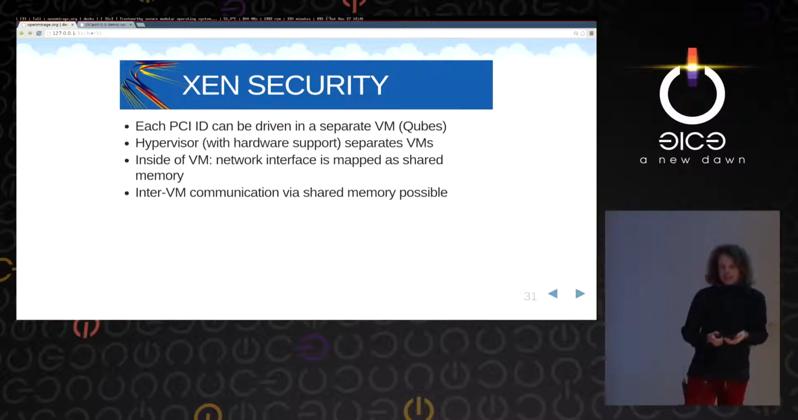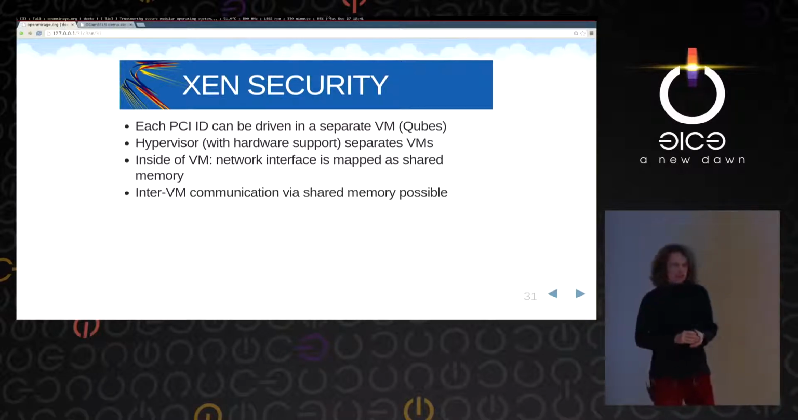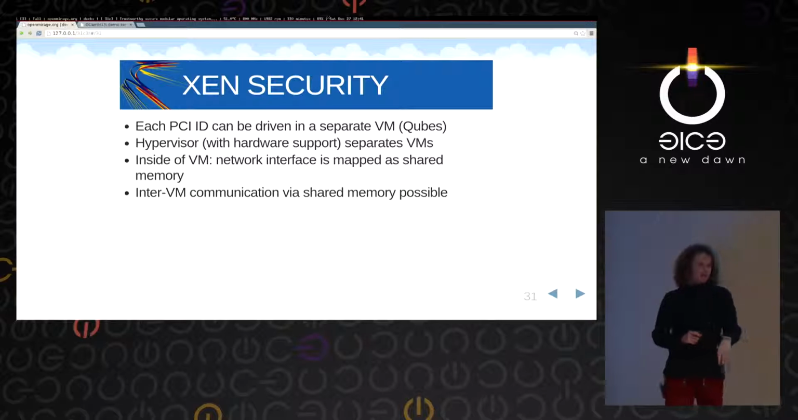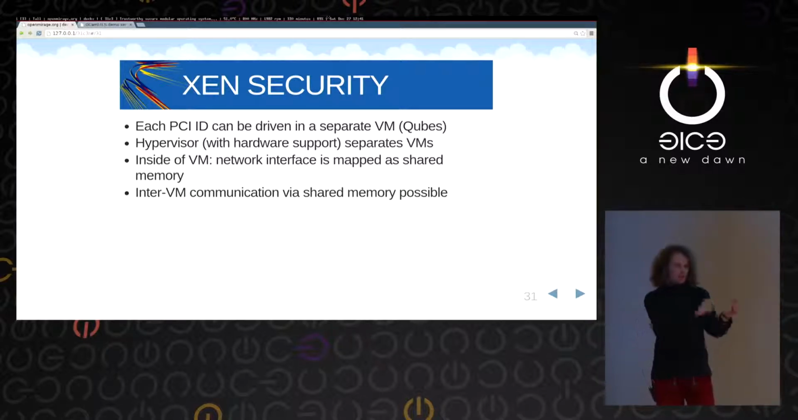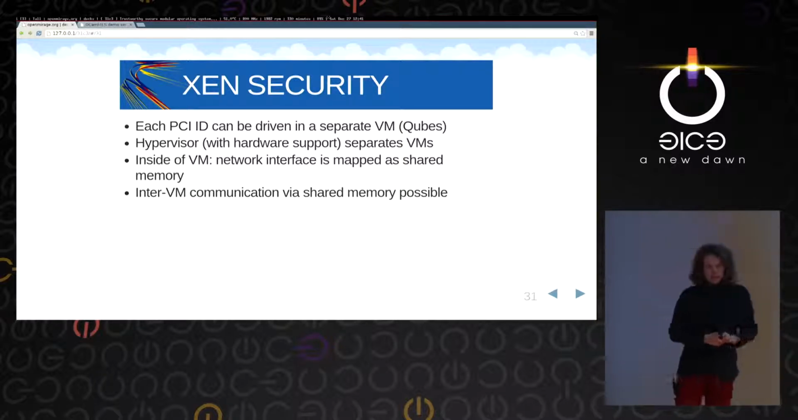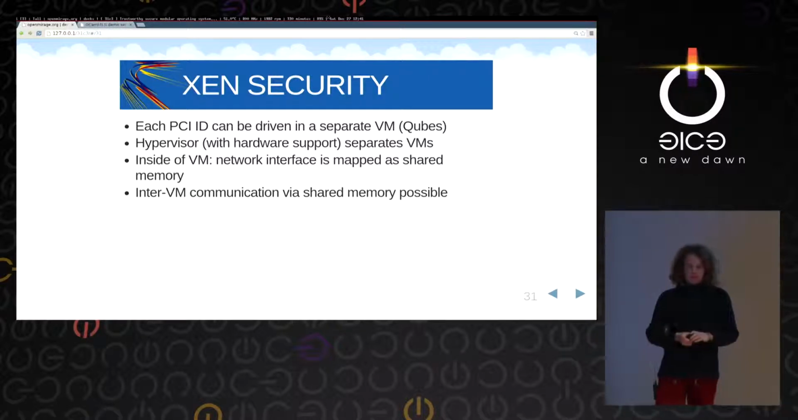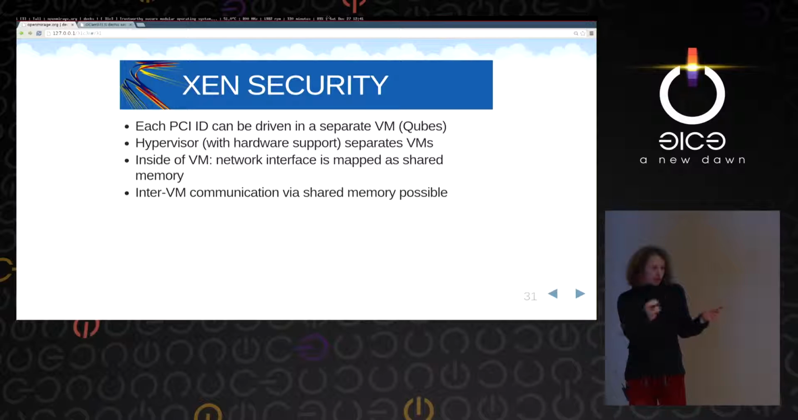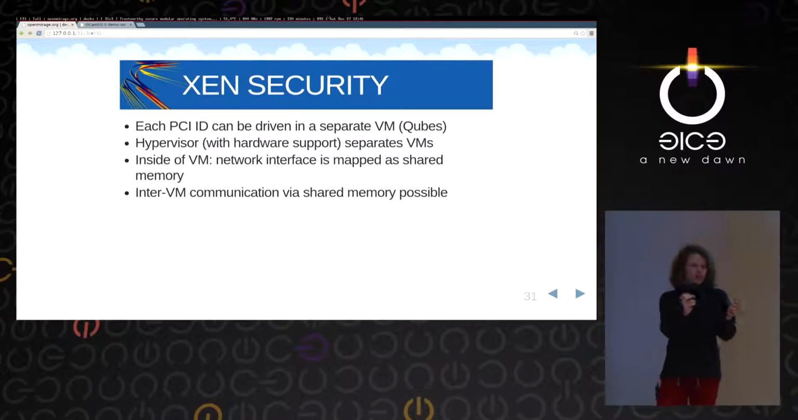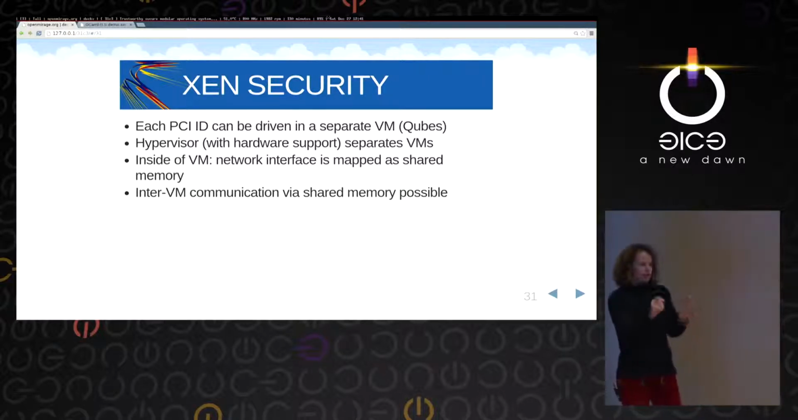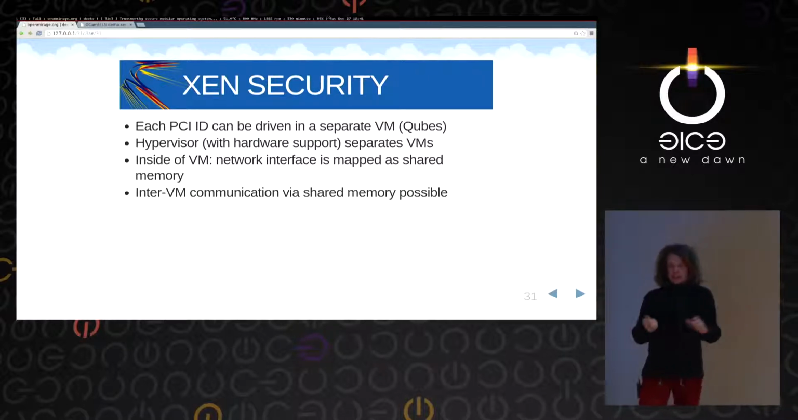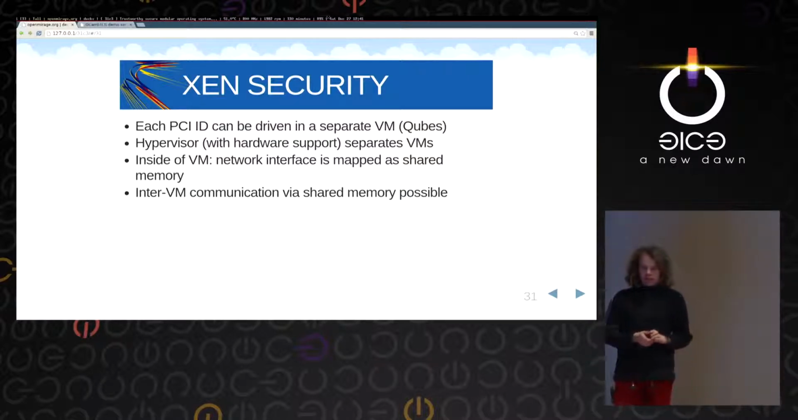Well, inside of Xen, there's this CubesOS project, for example, and that CubesOS just puts every device driver into a separate virtual machine, so it compartmentalizes the different device drivers, and each PCI ID can be mapped to a separate virtual machine. So this is compartmentalization, and if one driver is wrong, the attacker can only get access to that small compartment. Well, unless the hypervisor is broken as well.